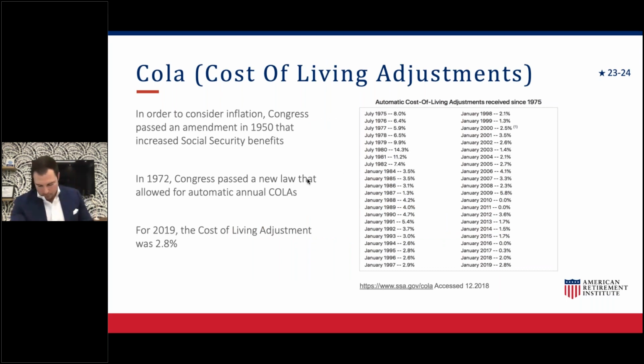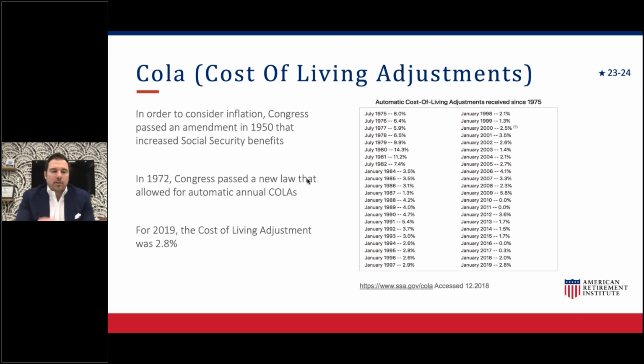Cost of living adjustments, page 24 of your workbook. What we found, we actually just ran the numbers here recently at our firm. We found the last 20 years, going back to 1990 through the year 2000, that the average annual Social Security cost of living adjustment was 2%. Now, some years it's more, some it's less. In January of 2020, the Social Security adjustment was 1.6.